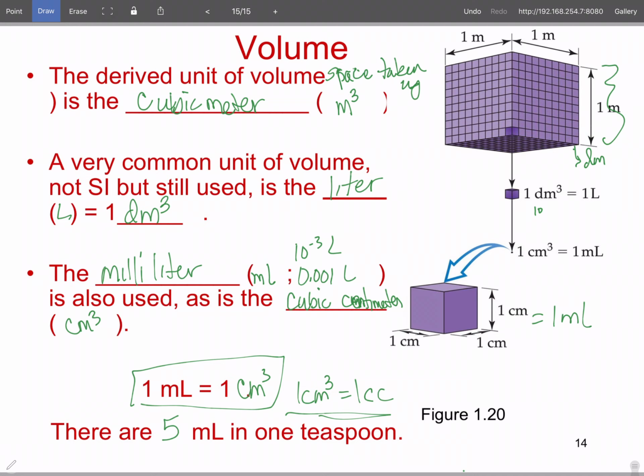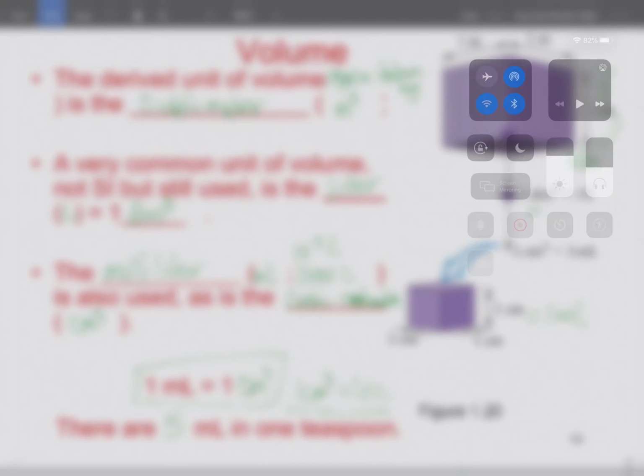So we have found out how to look at meters, liters, and volume. We're going to take it a step further into density in the next one, and then we're going to work on conversions back and forth between different units. But we are done with this section.